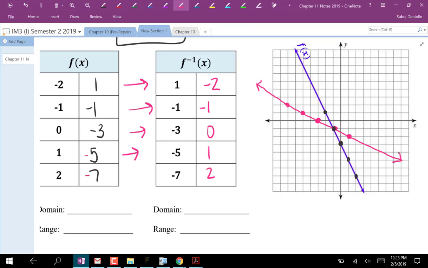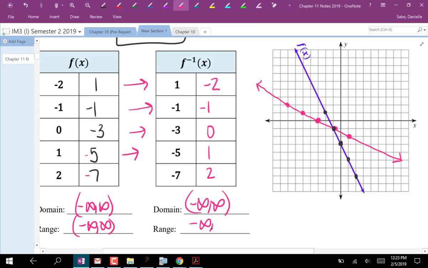Okay, domain and range of all linear functions is what? Because they go forever left, forever right, forever up, forever down. What is the domain and range? All real numbers, negative infinity to positive infinity, and that's for both of them, because they go forever left, forever right, forever up, forever down.